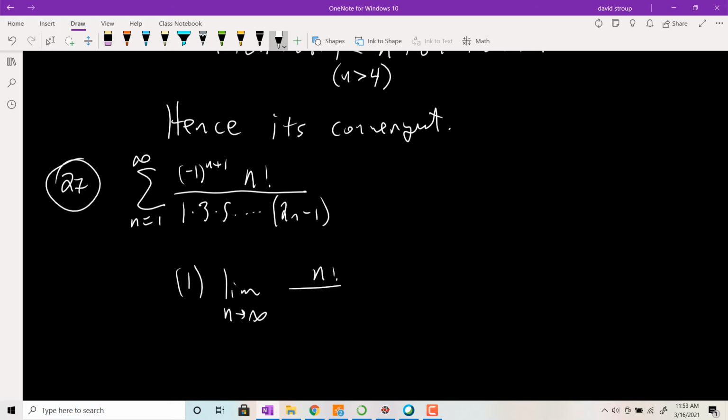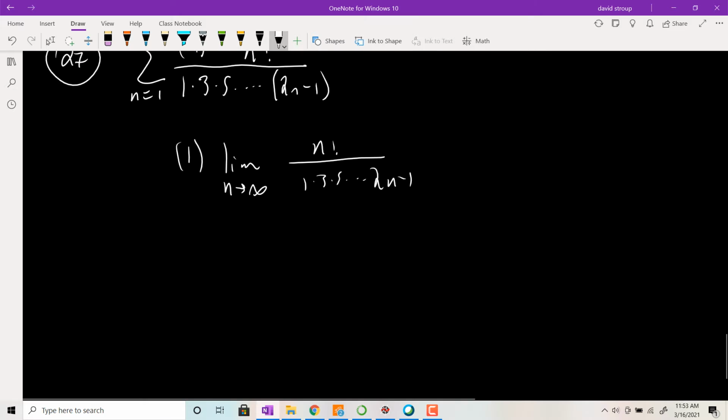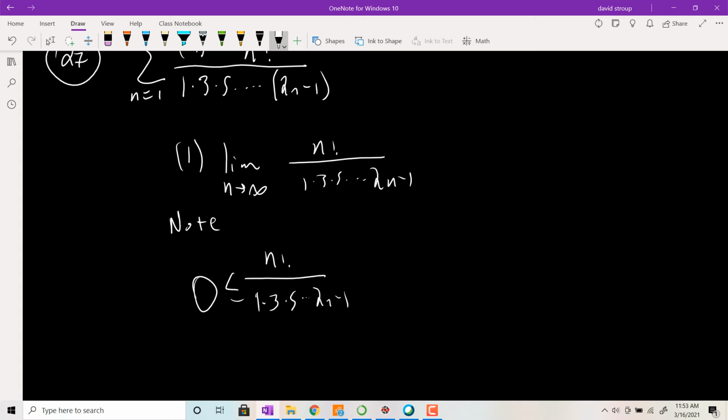The limit of n factorial all over 1 times 3 times 5 dot, dot, dot to 2n minus 1. Okay. And I think the squeeze theorem is going to get it done. So first note that n factorial all over 1 times 3 times 5 dot, dot, dot to the 2n minus 1 will be greater than or equal to 0. Just put 0 over there.